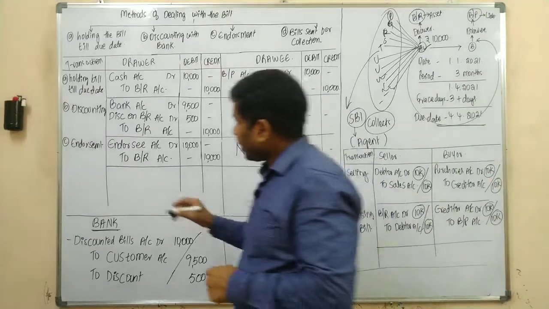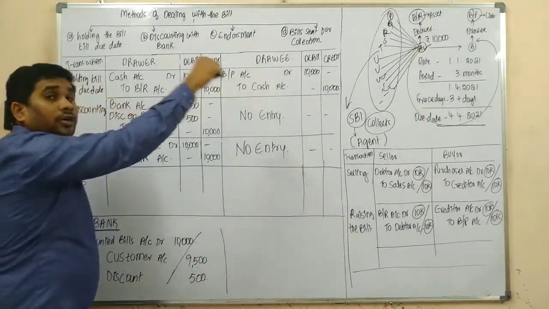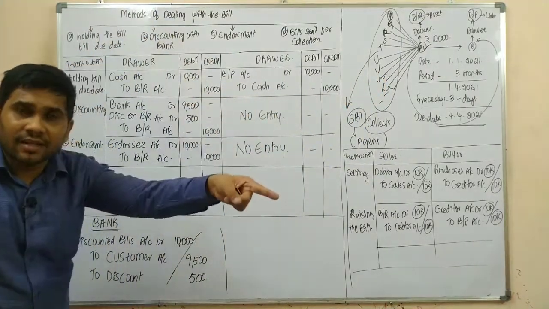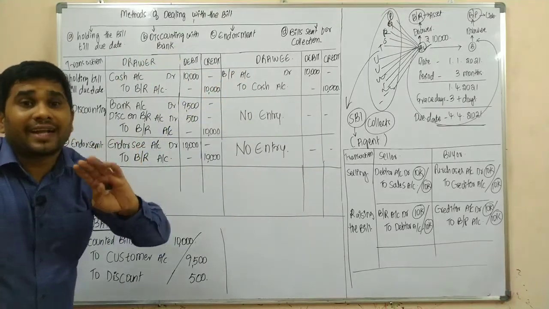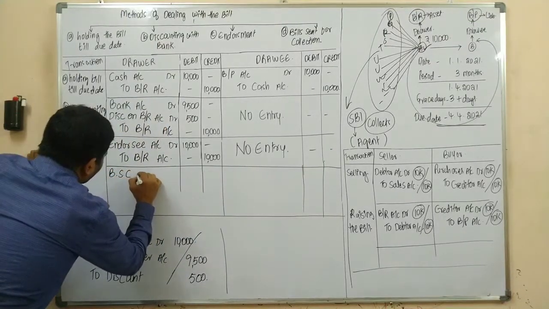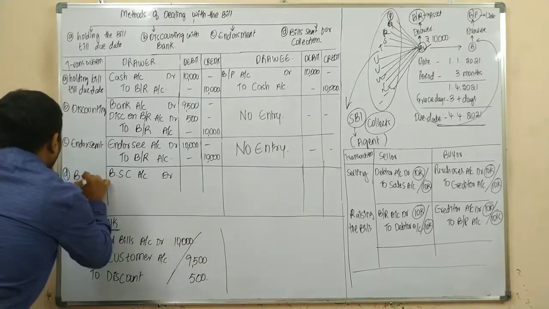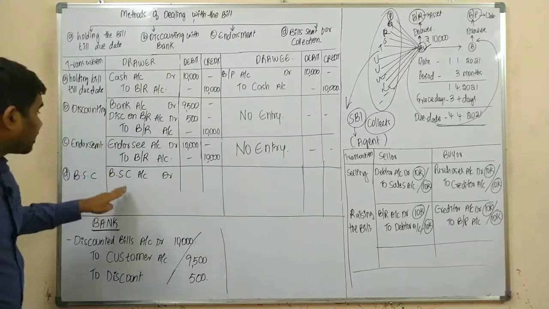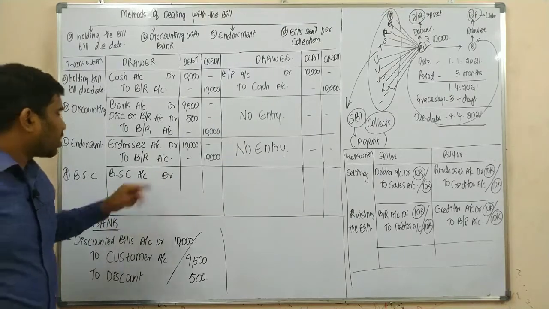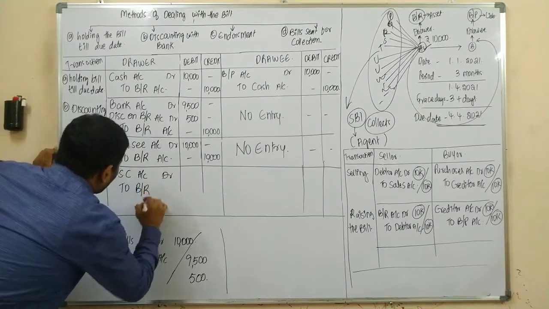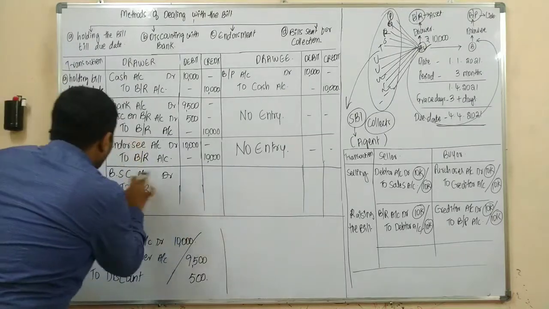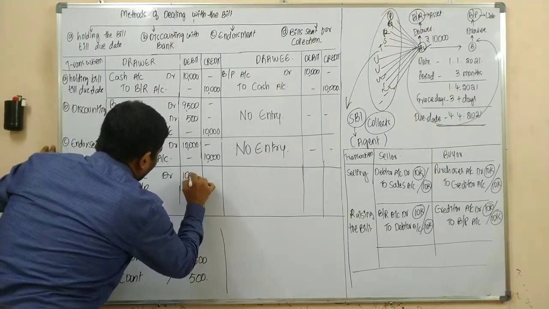As these bills are supposed to be received on different dates, they would be transferred to a temporary account called bills sent for collection account. So the journal entry is: Bills sent for collection account debit to bills receivable, 10,000.